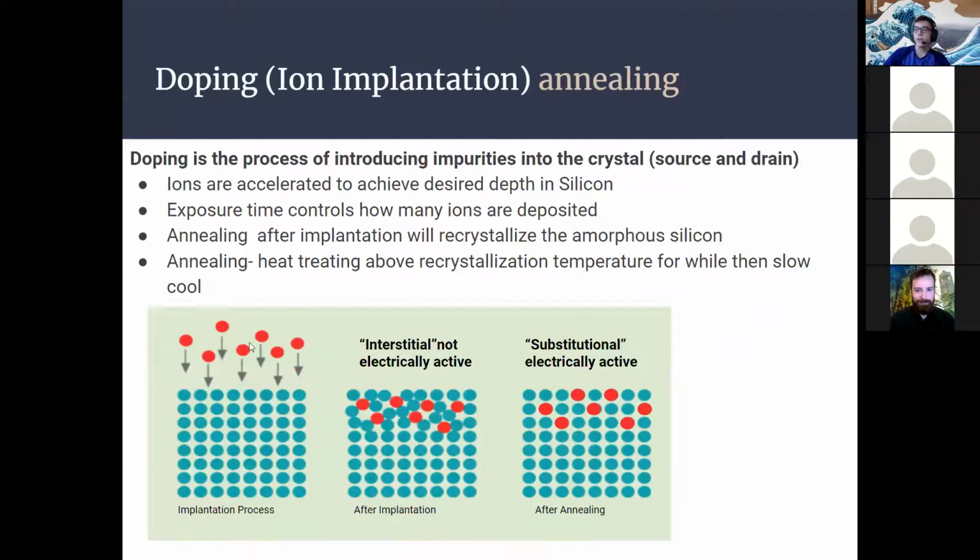So it launches these ions into the substrate, and then you have all these displaced atoms. But what we can do is slowly heat it up and anneal them. And when we get above a recrystallization temperature, all of these atoms will begin to settle back into their original crystal lattice, with these new ions now taking the place of silicon atoms in the crystal lattice, which will eventually allow those atoms to contribute or take away excess electrons and contribute to the electron mobility or the hole mobility in the device itself.